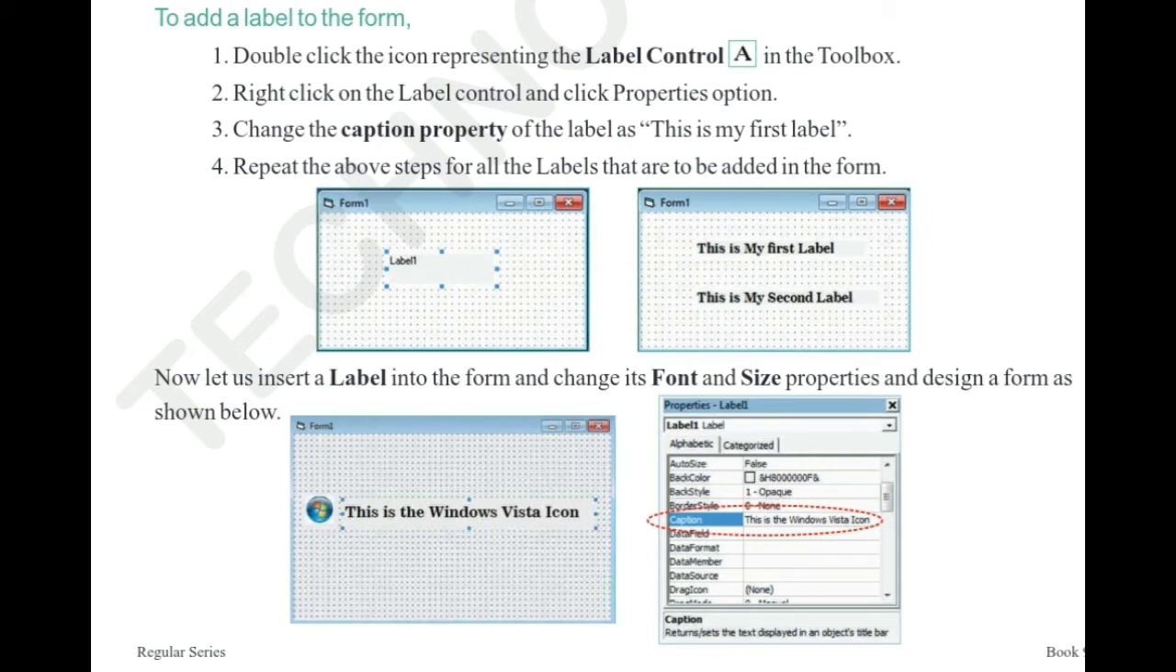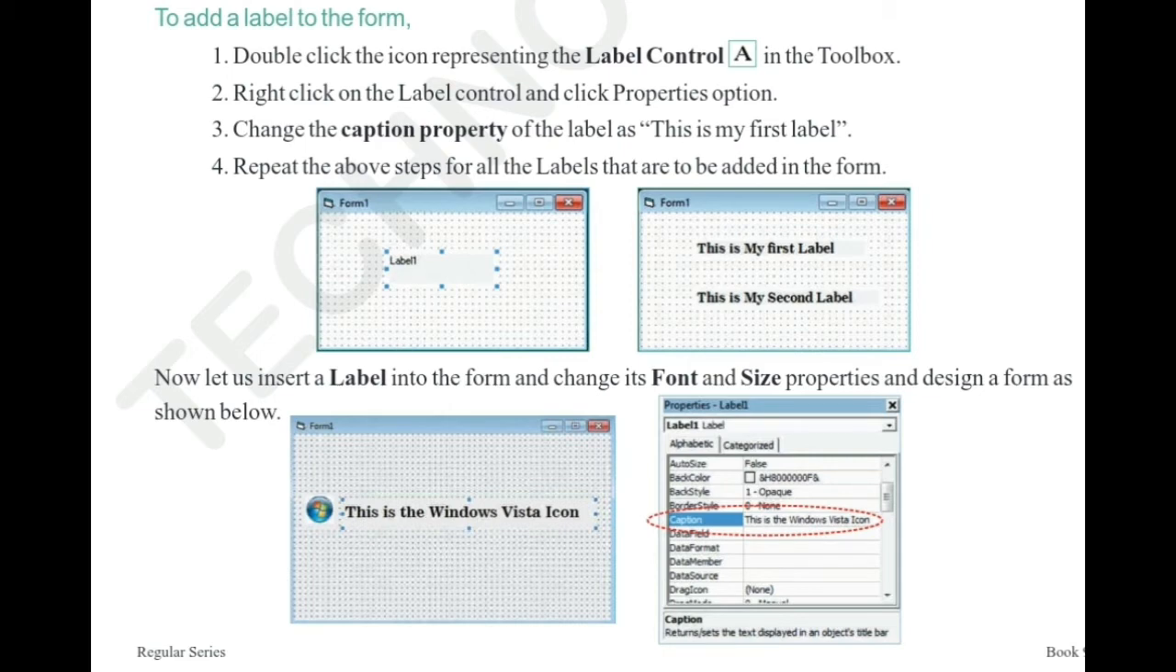I have placed two label controls in my form, and I have changed the text in the caption property of the label control. I have entered my own text. So first you have to drag the control from the toolbox, place it at the position you want in your form design window, and go to the properties window. In the caption property, you can enter the text. It will be displayed in your label control.